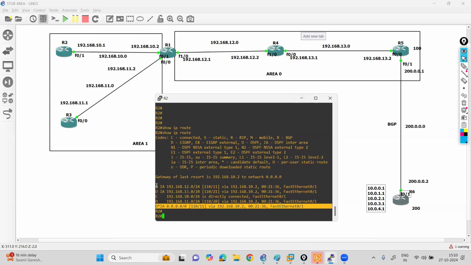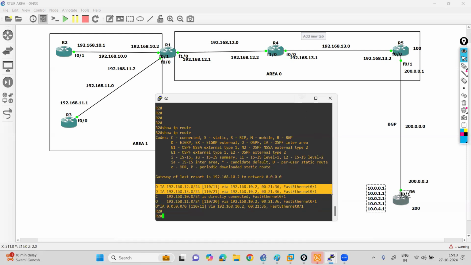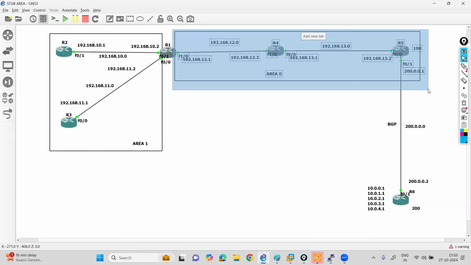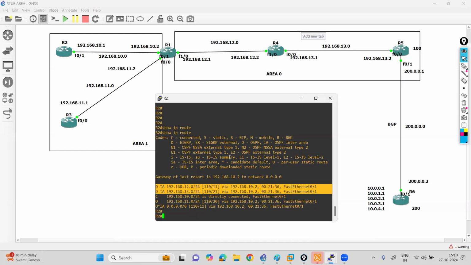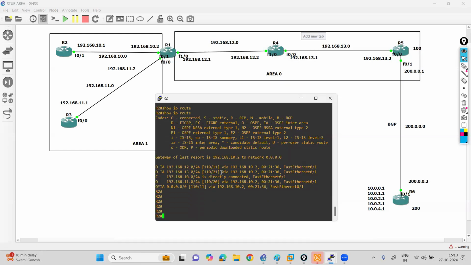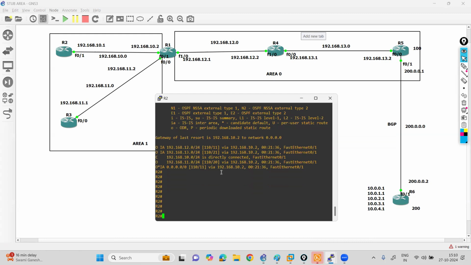Now the next problem is that we have the routes from the neighbor area. Let's block these also. How can we block that? By the help of the not so stubby area. Now how to configure this?